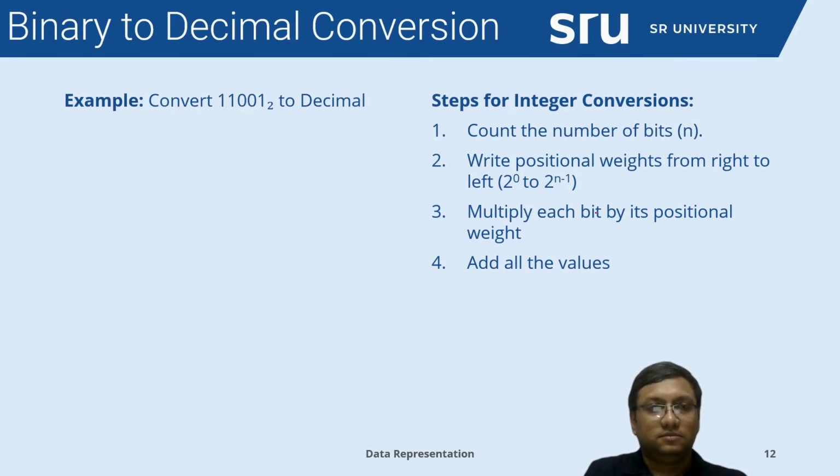Now let us learn how to convert binary to decimal. So binary to decimal conversion starts with counting the number of bits. So for example, in the given problem, it is 1 1 0 0 1, right? So first we will count the number of bits. So how many bits are there? 1 2 3 4 5 bits are there.